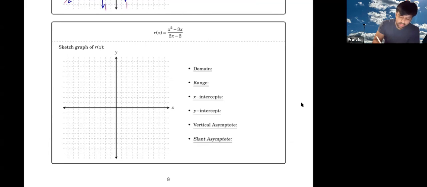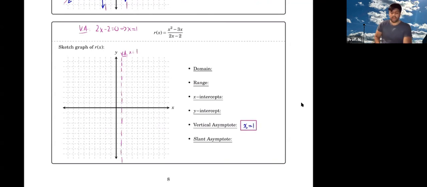The domain, so asymptotes, the first thing you can find, vertical asymptotes here, is when the denominator equals 0, which indicates that x equals 1. So x equals 1 is a vertical asymptote for a fact. So x equals 1. And so because of that, the domain is all real numbers except for 1. So it's -infinity to 1, union 1 to infinity. So we know that.